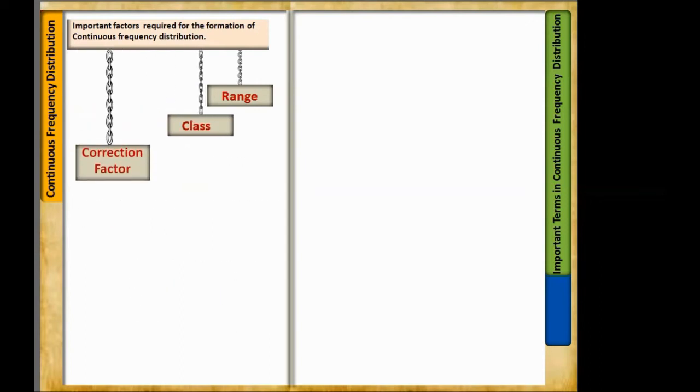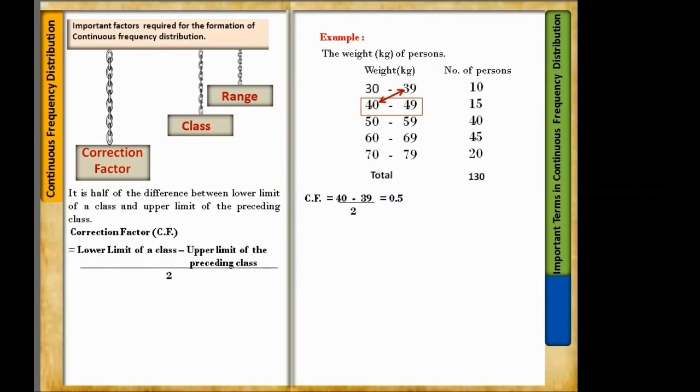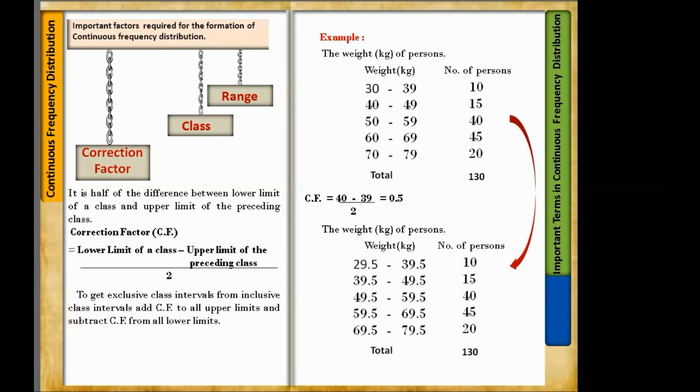Correction factor. It is half of the difference between lower limit of a class and upper limit of the preceding class. That is, correction factor equals lower limit of a class minus upper limit of the preceding class, divided by 2. To get exclusive class intervals from inclusive class intervals, add correction factor to all upper limits and subtract correction factor from all lower limits.